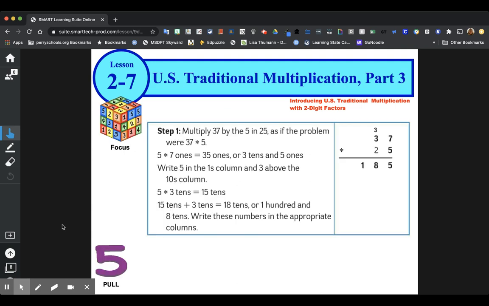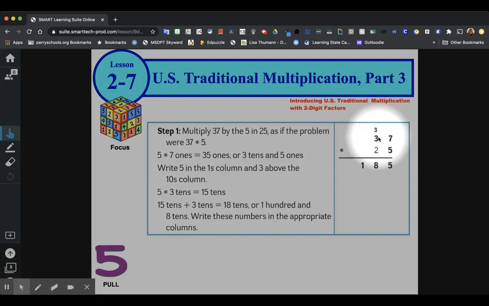So looking at it as a U.S. traditional two-digit by two-digit, we're going to take a look at each step individually. On the right-hand side is the work, and then on the left-hand side, like in the previous lessons, we have the steps written out. Follow along. So 37 times 25. Our first step is to multiply 37 by 5.